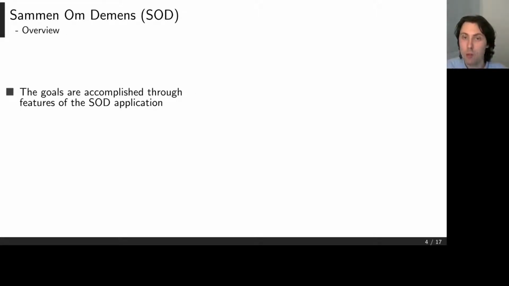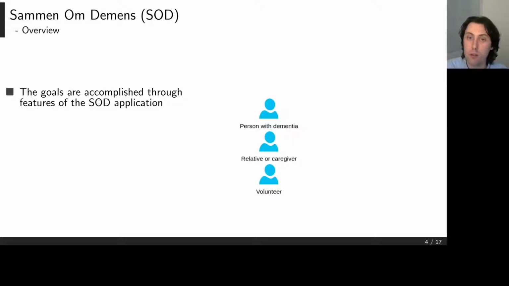These goals are accomplished through certain features of the SOD app, which rely on the interaction of the following user types. So we have users with dementia, then we have next of kin users, which include closest caregivers and relatives linked to the user with dementia, and then we have volunteer users who are just ordinary citizens not linked to any specific user.